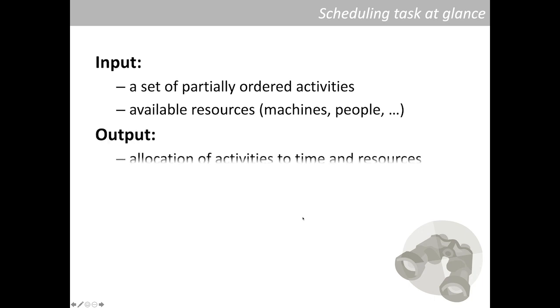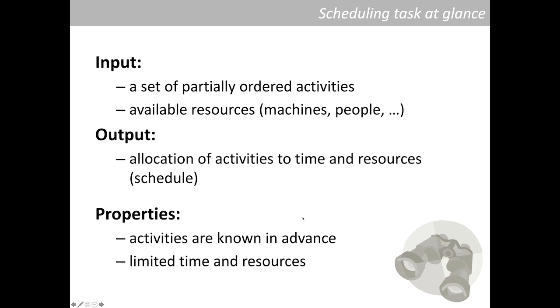So again, to be more formal, in scheduling, as input, we are given a set of partially ordered activities, and each activity has a duration. We have a set of available resources, like machines and people, and the task is to allocate these activities to specific times, when the activity will start and finish, and to specific resources. What is specific for scheduling is that now we know all the activities in advance, and the task is to allocate these activities to limited resources and frequently also to use limited time for execution of the plan.